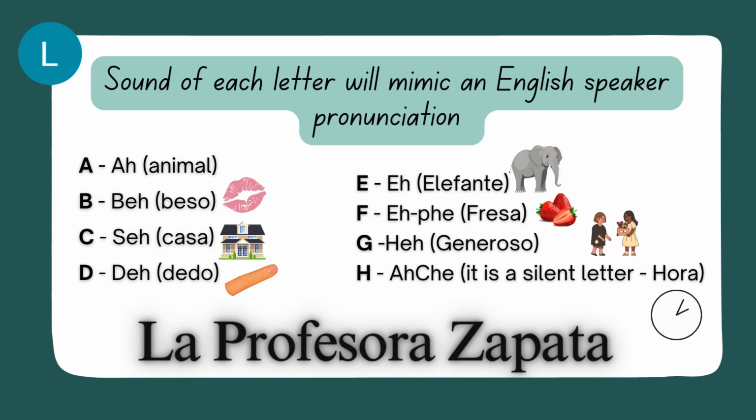H, this is a silent letter, so we will not pronounce the letter in a word. We will say hora. A, B, C, D, E, F, G, H.